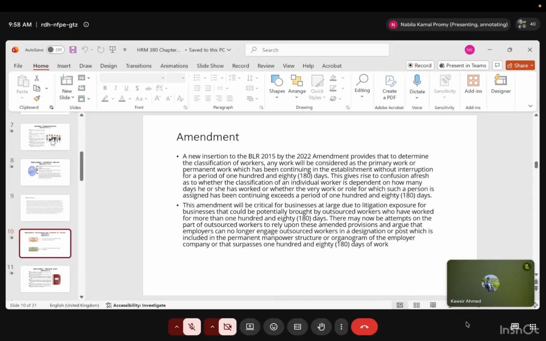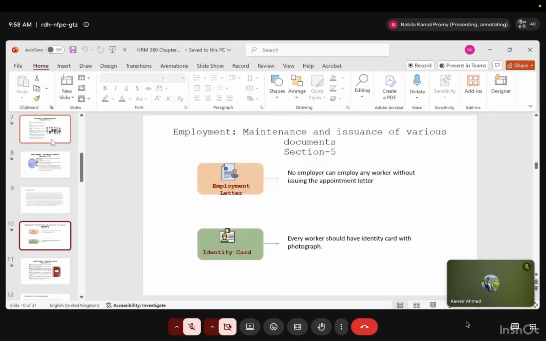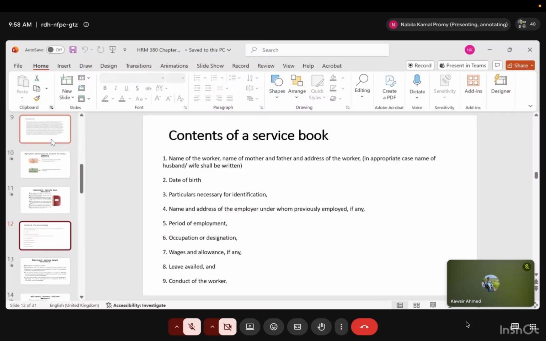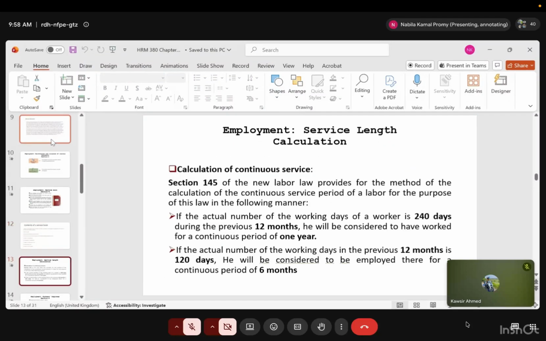We'll skip slide number 9, and then we talked about what type of documents you need to provide to your employee according to Bangladesh labor law when you are hiring that employee. So, for instance, you need to provide him or her an employment letter and an ID card. Then we talked about what we mean by service book and the different contents of service book.